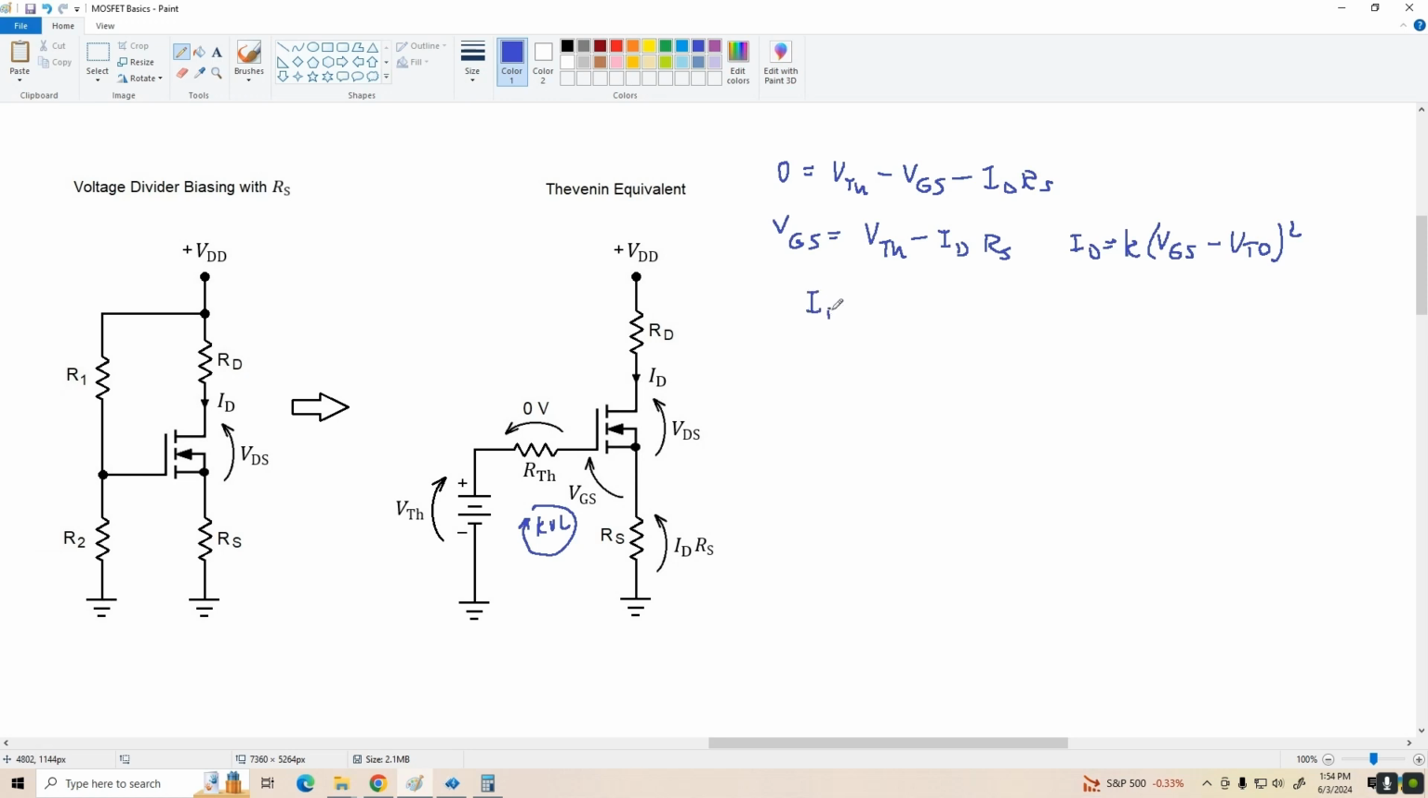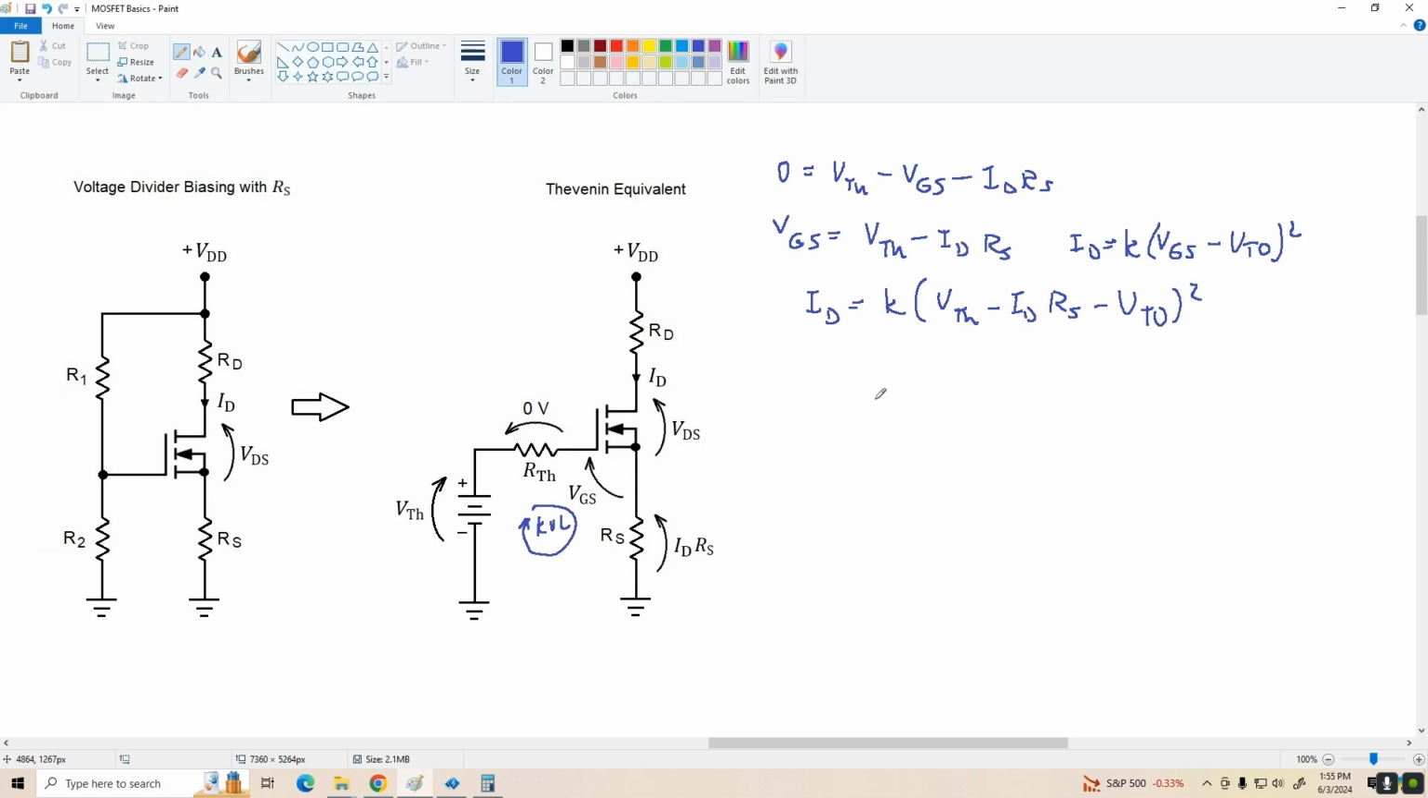That gives us I sub D equals K times (VTH minus I sub D times RS minus V sub TO), the quantity squared. Now, what we're going to have to do is expand this out, and since we've got 3 terms, we're going to get 9 terms in the expansion. Then we substitute that into the quadratic formula, and we'll get 2 solutions. One will be our actual drain current, the other will be extraneous.